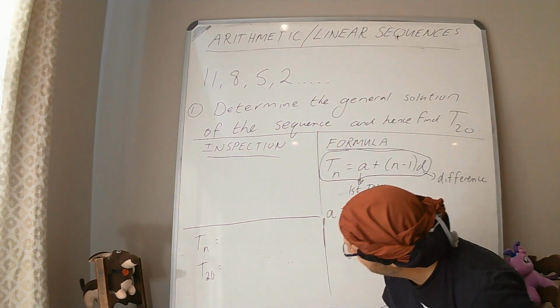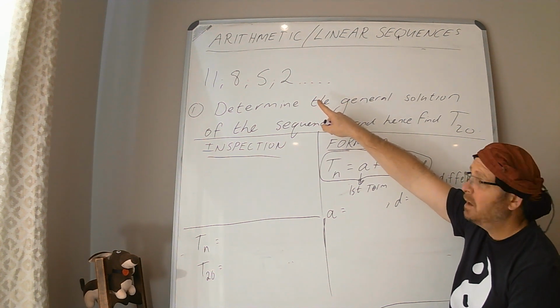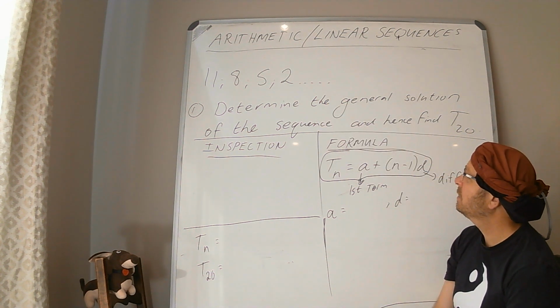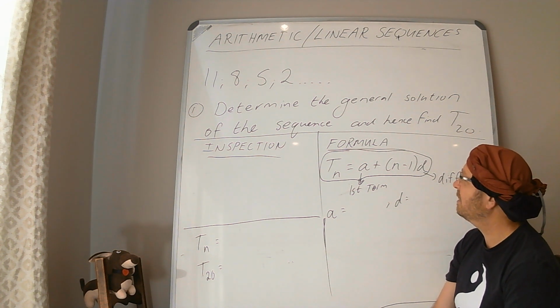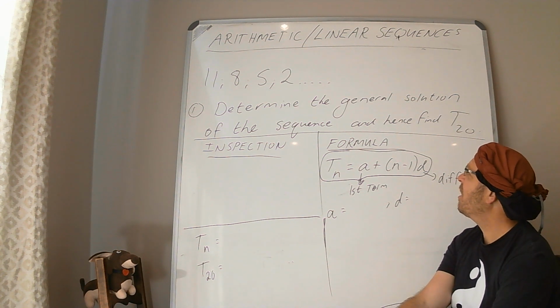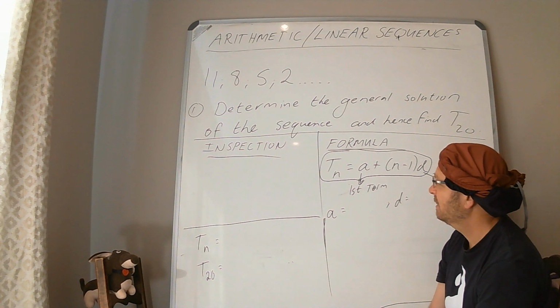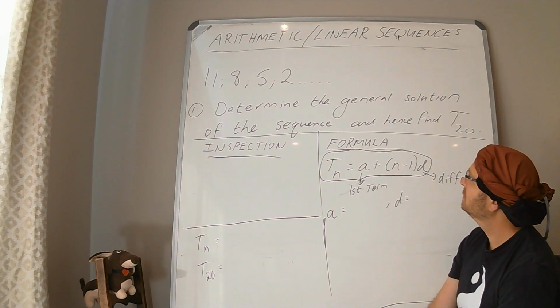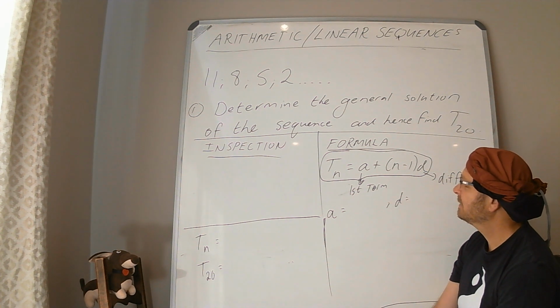Okay, if I'm working the same sequence as we just did, 11, 8, 5, and 2, which is arithmetic. Previously we did a recursive sequence, now the question says determine the general solution of the sequence and hence find term 20. So, give that a go. Done them before. Press pause and try it.